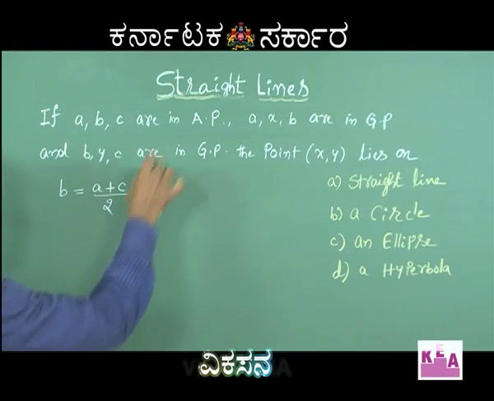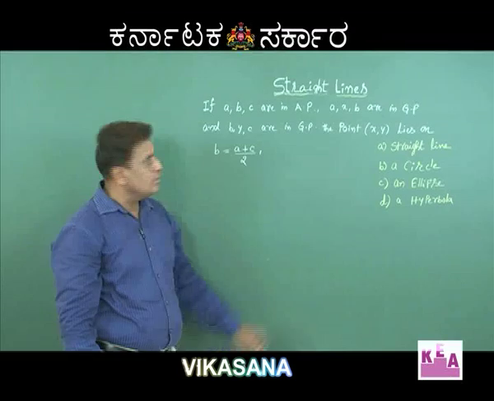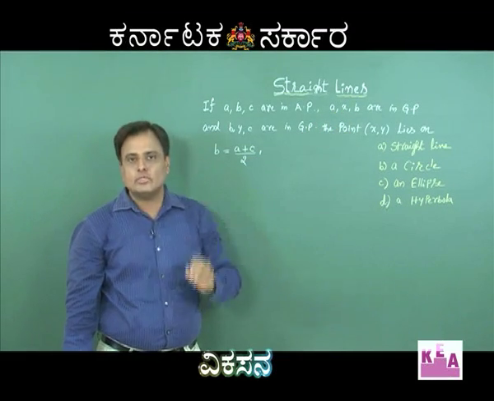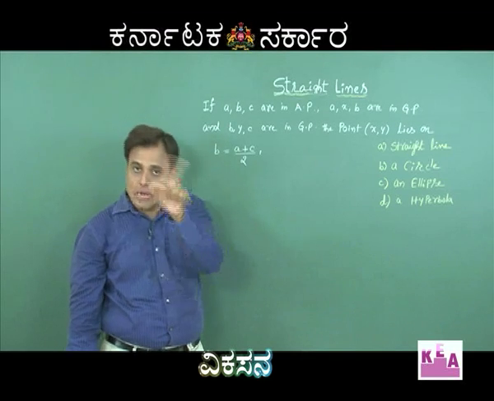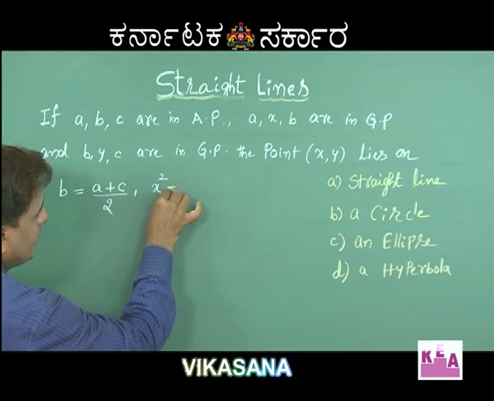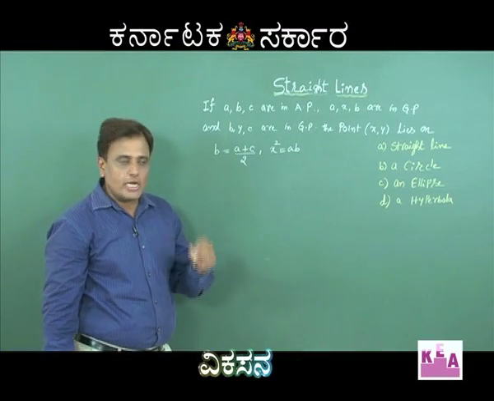And here A, X, B are in GP. Here X is called the geometric mean between A and B. Geometric mean between A and B is equal to the square root of AB. That means X square is equal to AB. X is equal to the square root of AB.